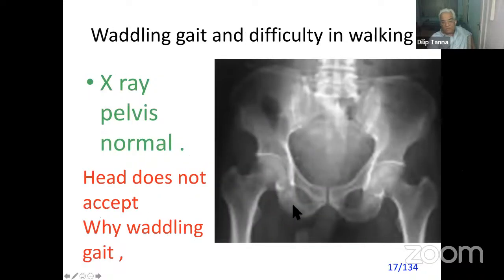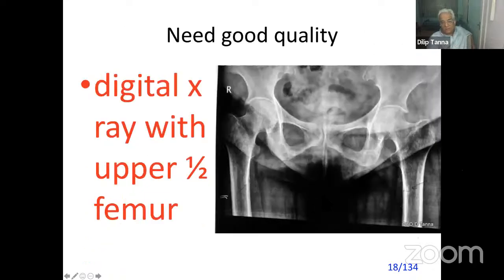On a gut feeling. Here there was a waddling gait and difficulty in walking. X-ray pelvis normal. Head doesn't accept. Why a waddling gait if the head is normal? And hence I asked for an X-ray with pelvis, I mean an X-ray with the upper third of the femur.